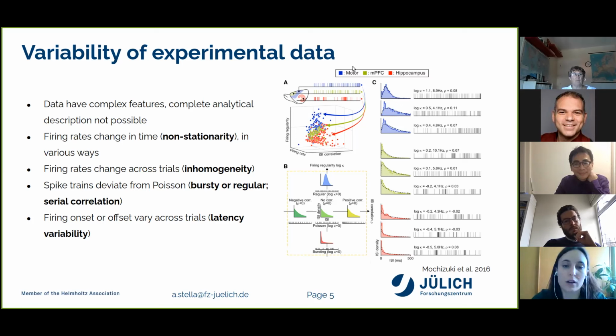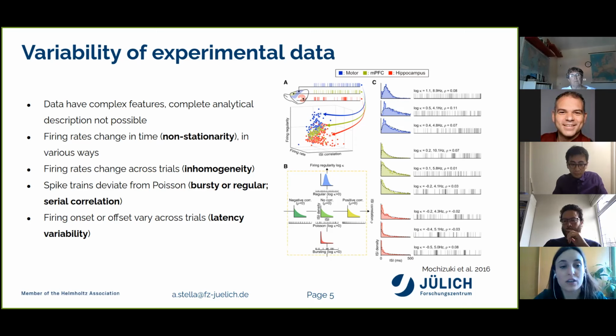So in this paper, they looked at the statistics that are seen in the motor cortex, in the prefrontal cortex, and the hippocampus. And they looked at their general statistics across different experiments, you can imagine. And they see that the firing rates strongly change in time. They are non-stationary in many ways. The firing rates change also across trials. The firing rate onsets or offsets change across trials, so like latency variability.